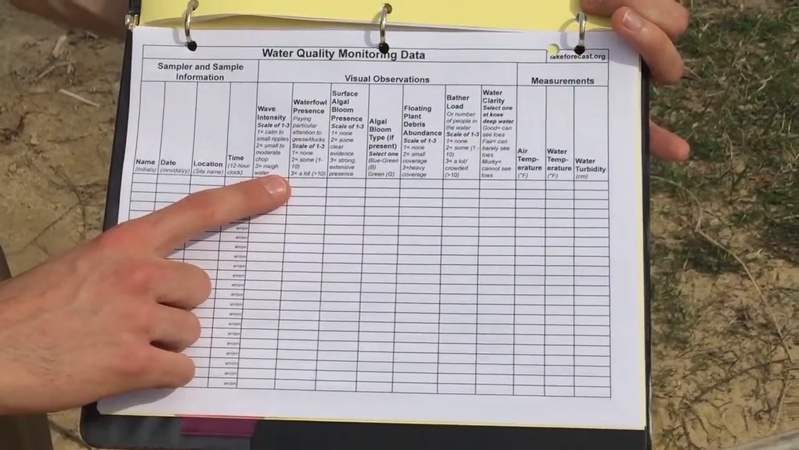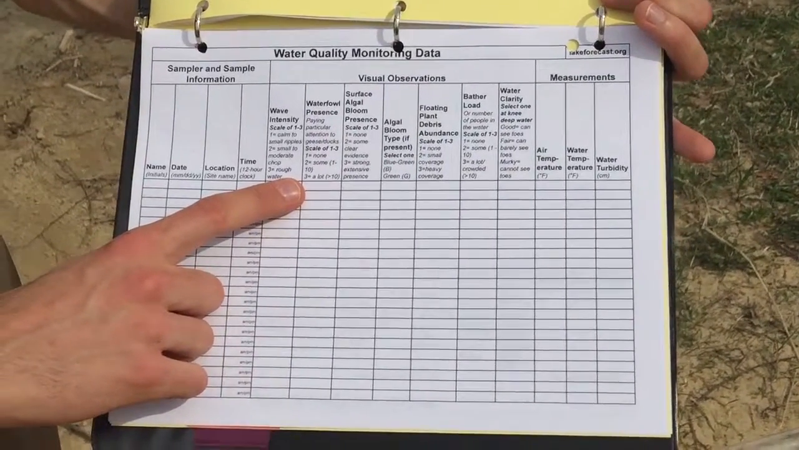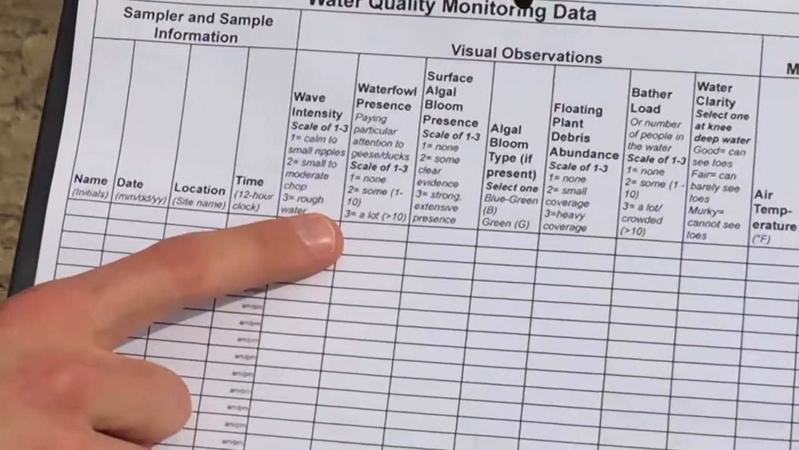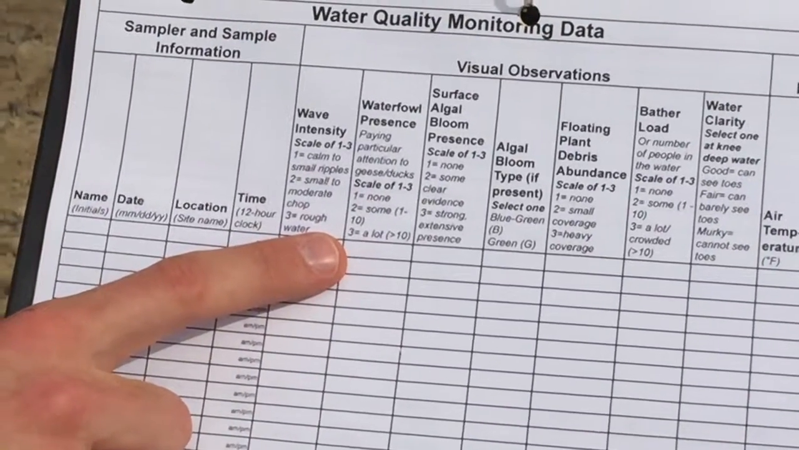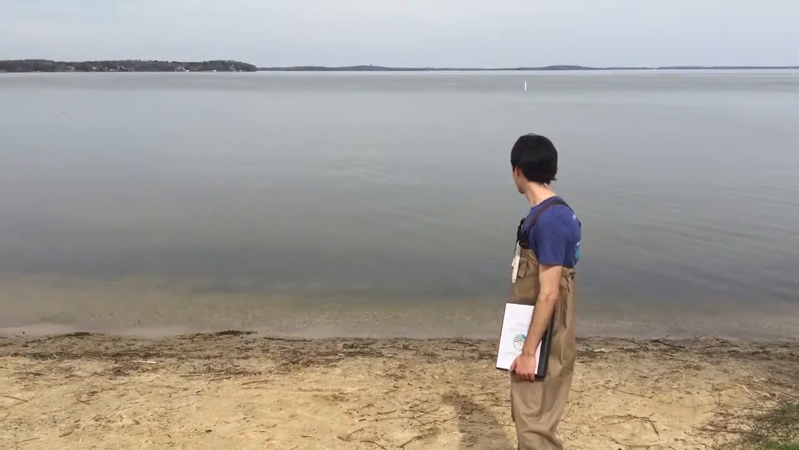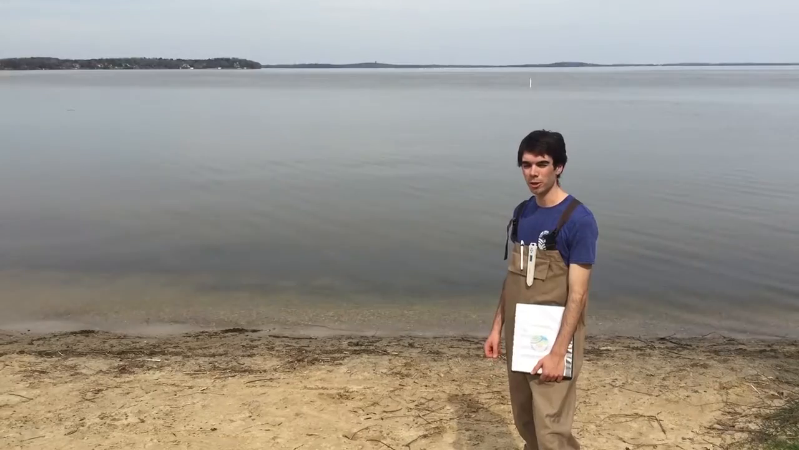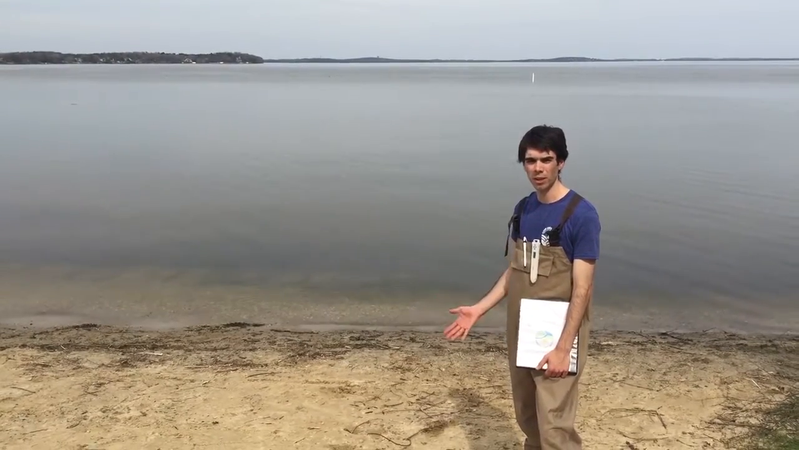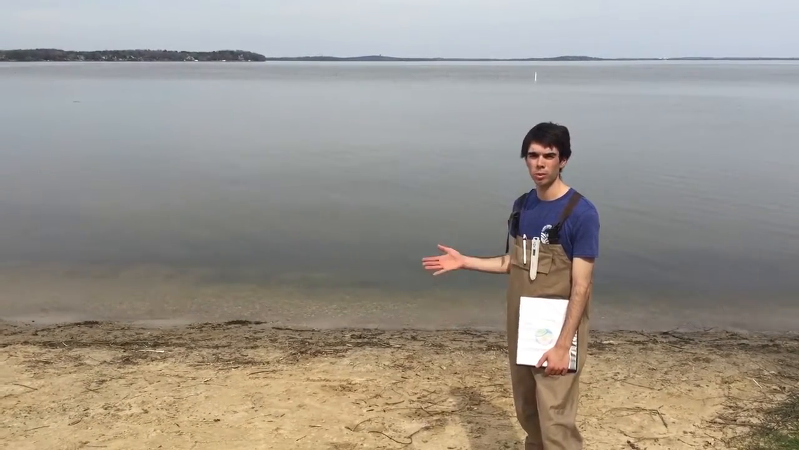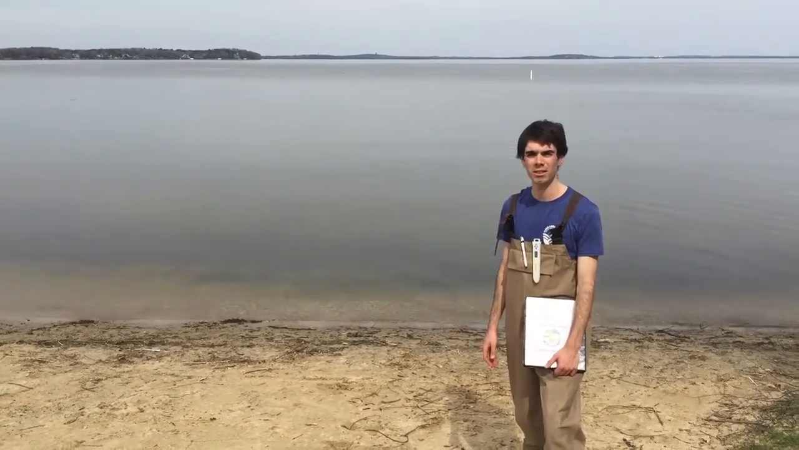Now we'll observe waterfowl presence. We're going to mark a 1, 2, or 3 again. A 1 means there are no waterfowl present, 2 means there are 1 through 10, and 3 means there are more than 10. There are no waterfowl here right now, so I'm going to mark a 1, but you would count any waterfowl that you might have scared away upon approaching the beach. However, you wouldn't count any birds sitting up on the grassy areas or away from the shore.